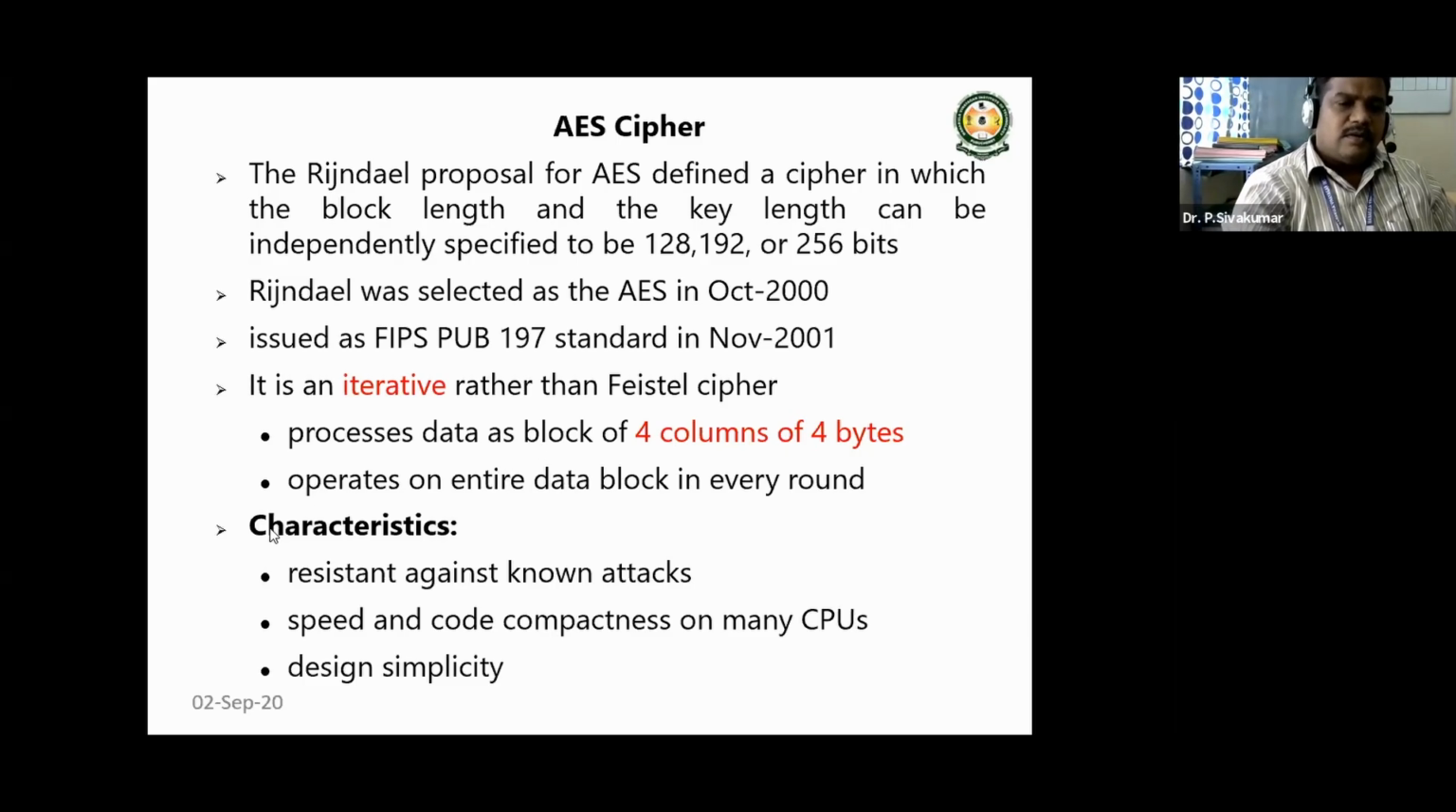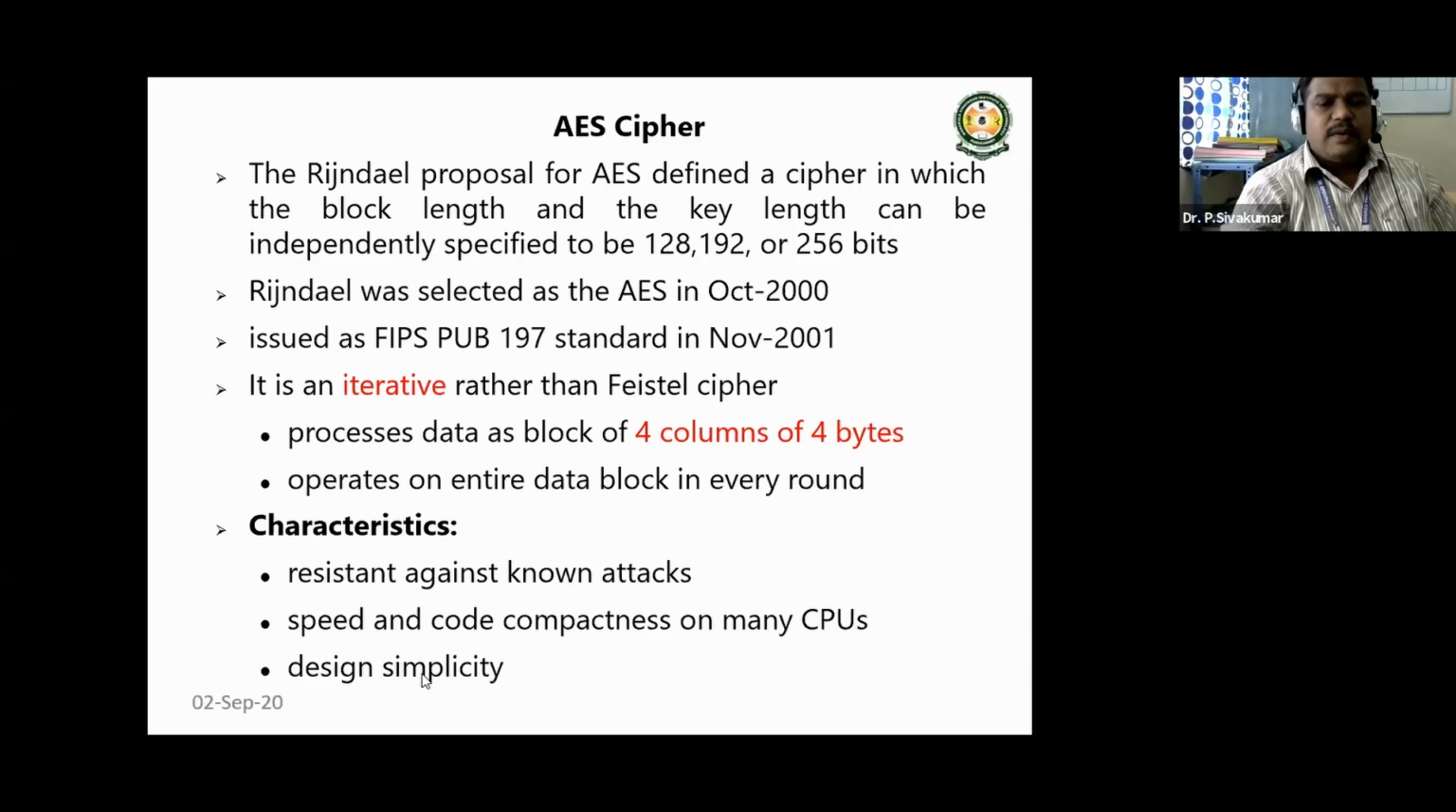Okay. The next one, what are the characteristics of AES? So normally it is resistant against the known attack. So you know very well, known attack means sometimes the plain text or cipher text will be known by the attacker. So getting that particular small size of plain text or cipher text, you try to gain the keys or plain text. So it was resisted by this particular AES algorithm.